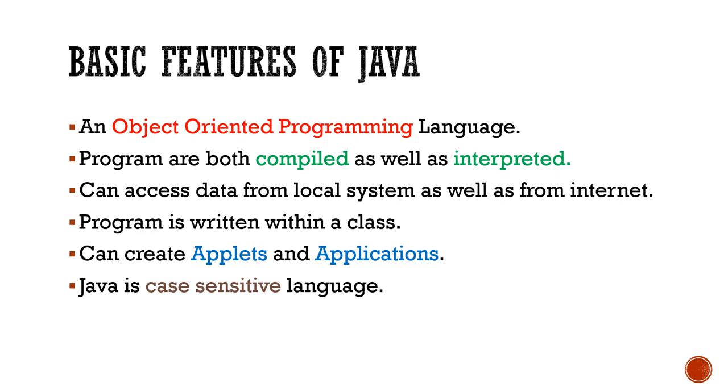A Java program is written within a class, so the whole program will come under a class. Everything, all the statements, classes, functions, whatever things you are using, should all be wrapped within a class. Java can create applets and applications. We can always create applets; that's the primary reason they developed Java, and later on it was also accepted for creating applications.